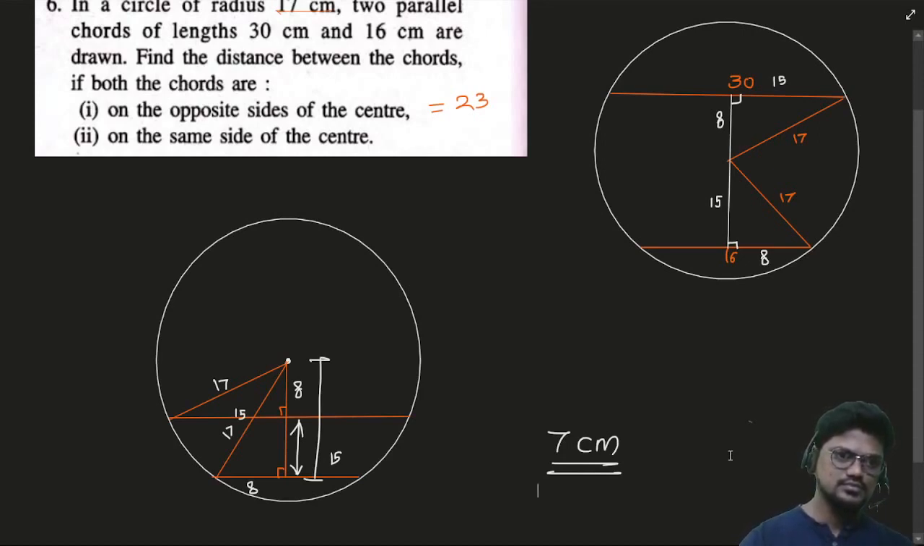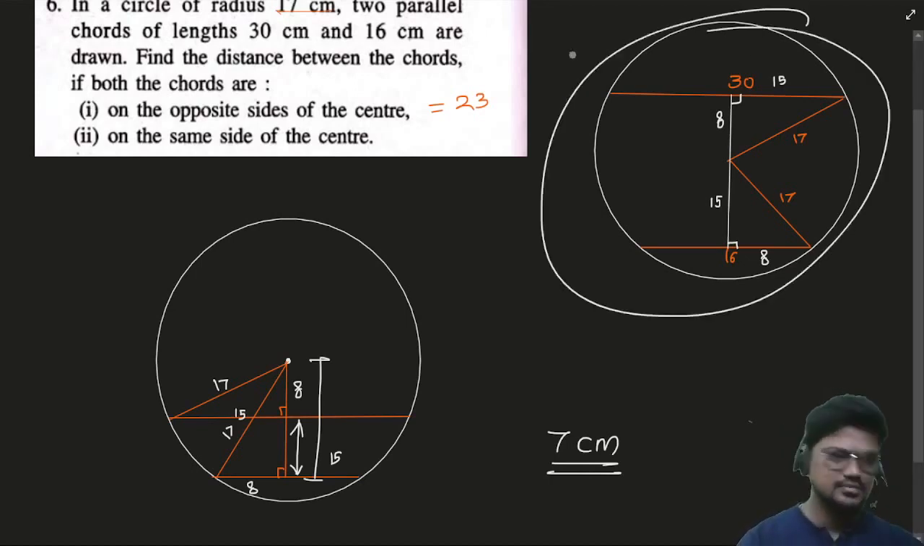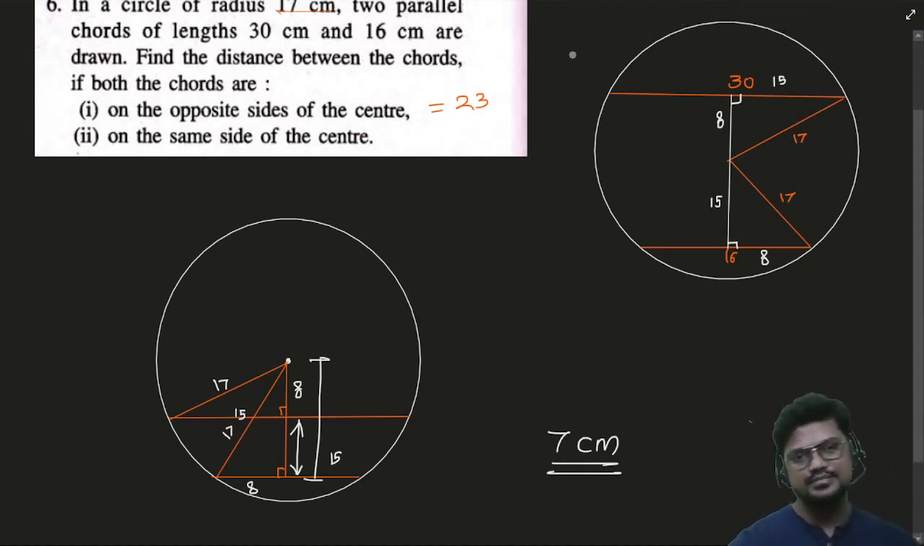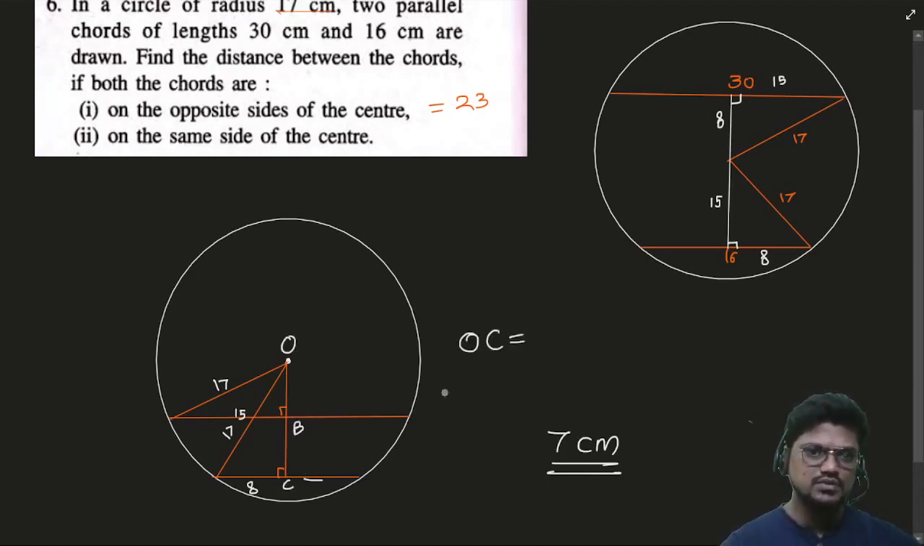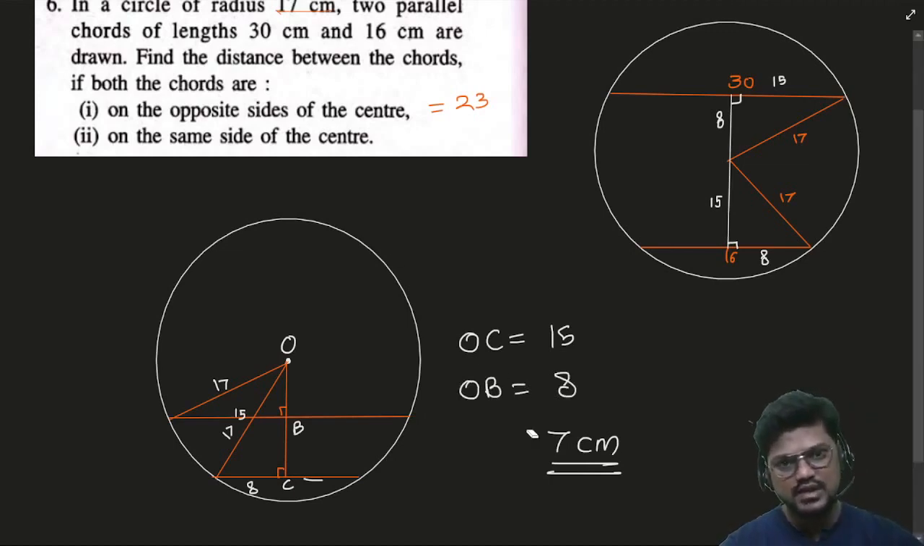Sir, when you said that it is 7 centimeters. Okay, there is 7 centimeter. Have you understood this part? Yes, sir. Okay, fine. Now in this part, see, if I say this is O, this is B, and this is C. What is the value of OC? The value of OC will be 15. And what will be the value of OB? That will be 8. Is this clear, Riva?